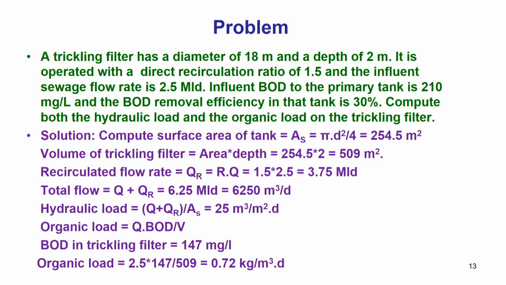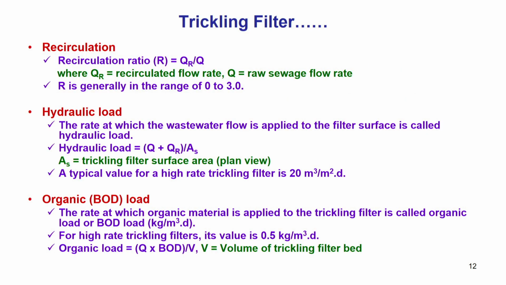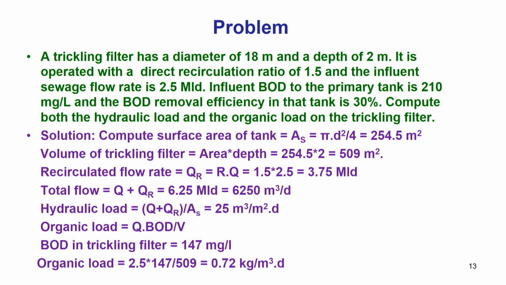Now the recirculated flow rate. We can use the formula given here, R equal to QR over Q. Using this we can find QR, which is R multiplied by Q. Q is the untreated sewage flow rate, 2.5 million liters per day, so QR is 3.75 million liters per day. Total flow will be Q plus QR, that is 2.5 plus 3.75, which is 6.25 million liters per day, or in meter cube per day, 6250 meter cube per day. The hydraulic load will include the recirculated flow also.